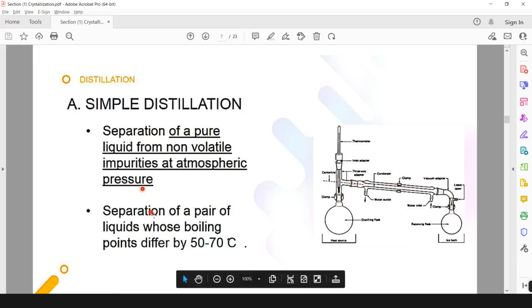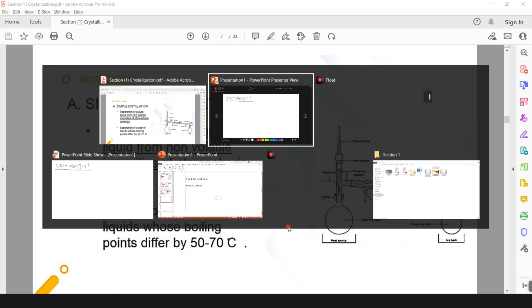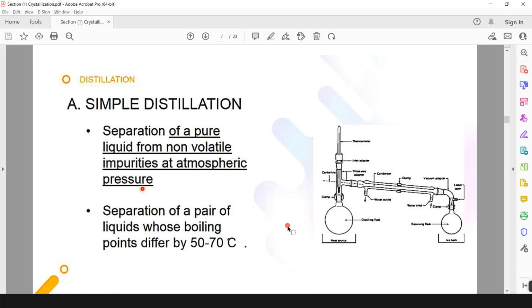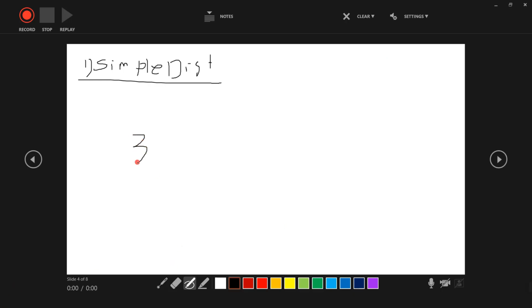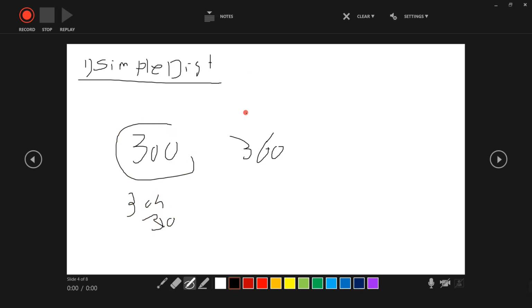Okay, in this case, when you have a pair of liquids whose boiling points differ by 50 or 70, we can explain this: at least 50 or 70 degrees Celsius. If we have a pair of liquids, one boiling at 300 and the other at 360, the difference is 60, so it is very good. When I raise the temperature to reach 305 or 310, which liquid will boil and be converted into gas? Only this liquid will be converted into gas. So it will go to the condenser, be condensed into liquid again, and be received in the receiving flask. But the other liquid will remain as it is in the distilling flask.